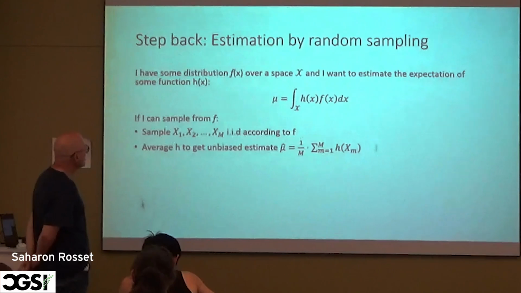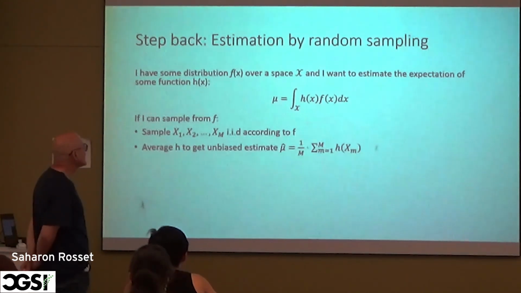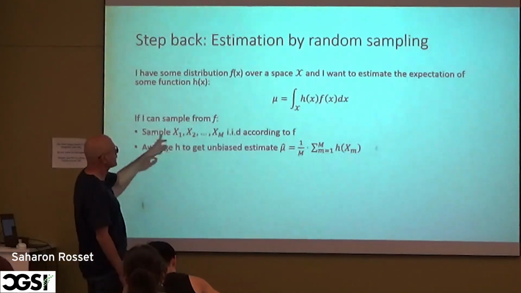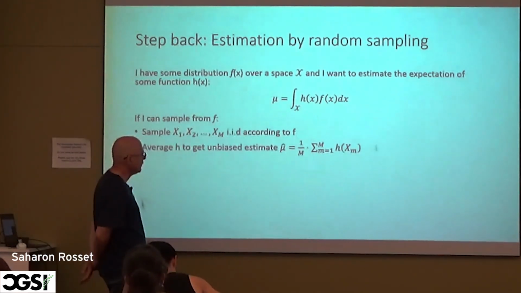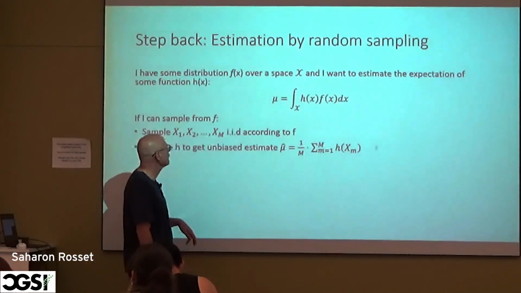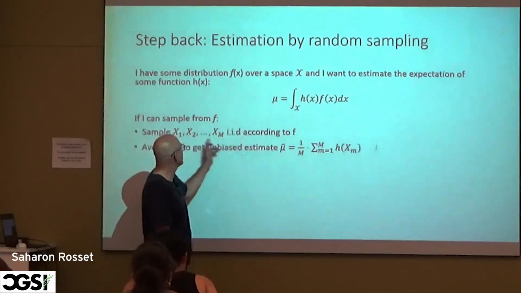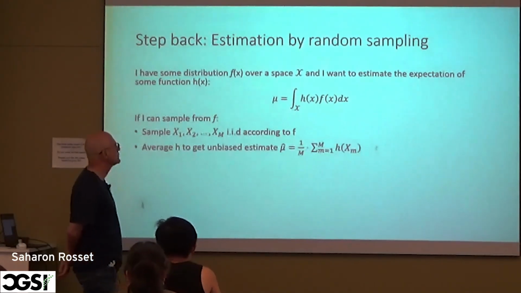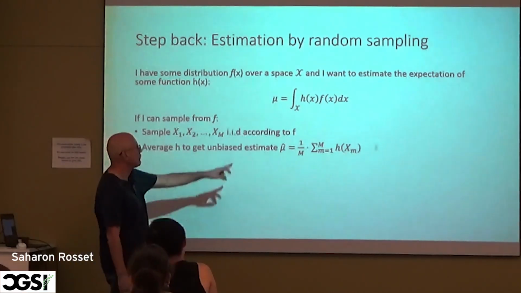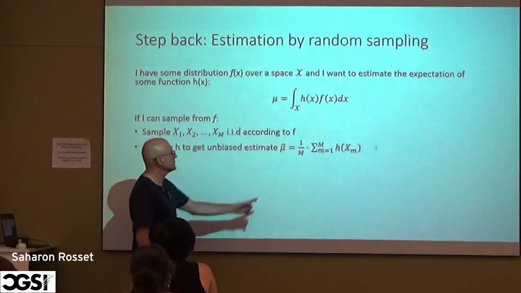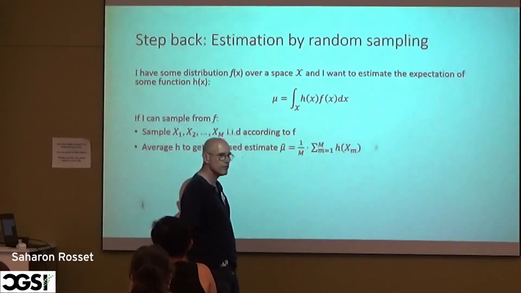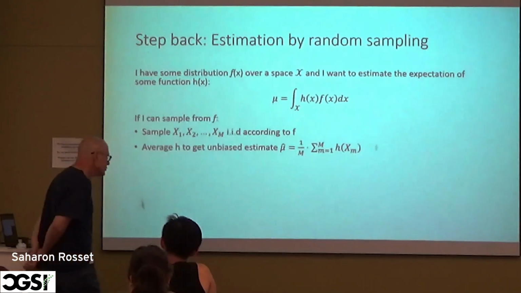So that means now if I have some way of sampling directly from F, then what do I do? What can I do to estimate this integral or this mean? I can get a bunch of samples from F, right? So I can sample from F. So I get a bunch of IID samples sampled according to distribution F, and then I average H over the samples I got. So this is calculating the average of H over the M samples I got, over the big M samples I got from the distribution.